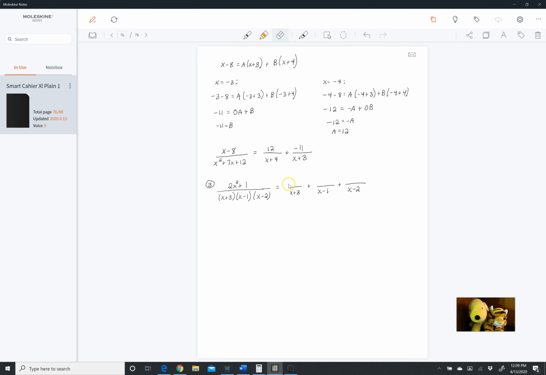Every one of these is linear. So each one gets an A, a B, and a C. So notice we just move through the alphabet. So here we could skip the first step. We didn't have to factor. It was already factored.